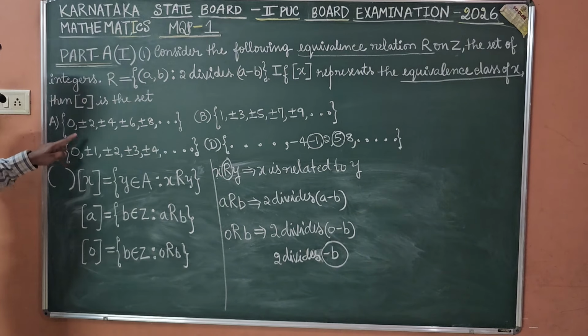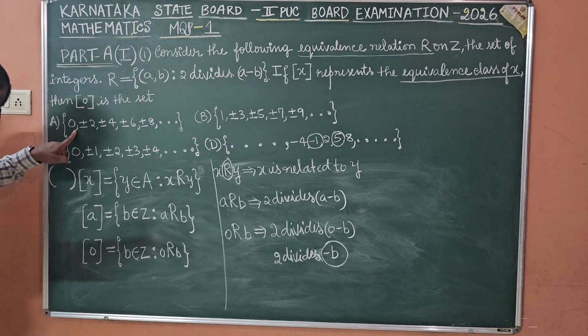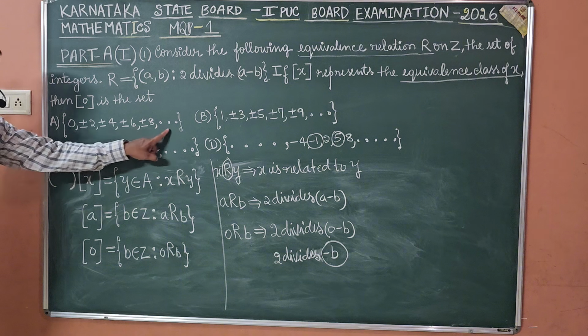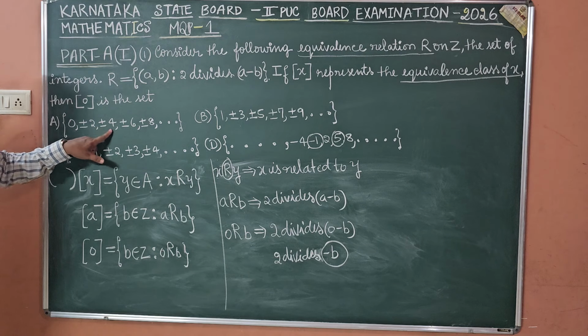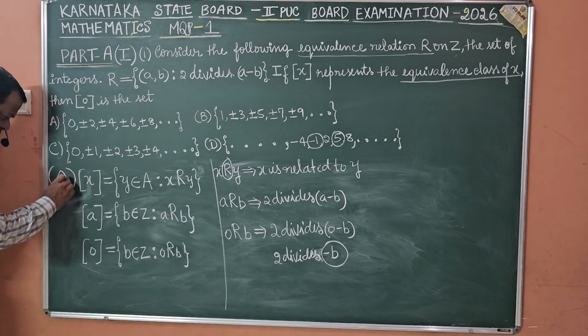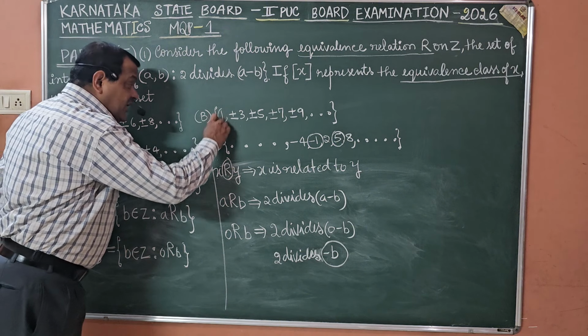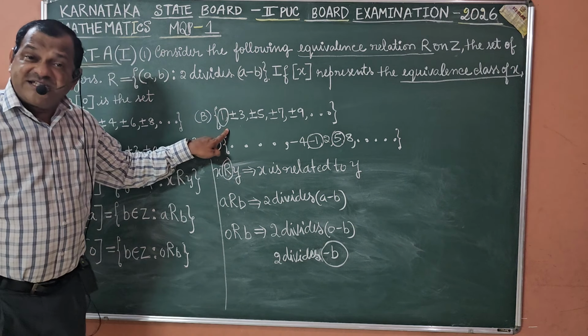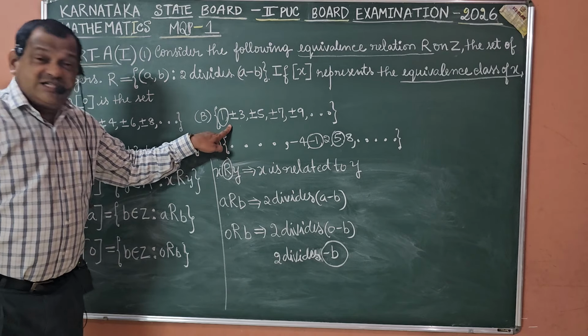Therefore, come back to the 4 options. Your correct option is that option which contains only even numbers. Only the first option contains even numbers. Say 0: 2 divides 0. 2 divides plus 2. 2 divides minus 2. 2 divides plus 4. 2 divides minus 4, etc. So option A is correct. Why is option B not correct? Because there is the odd number 1. 2 doesn't divide 1 or minus 1. Therefore this option is not correct.